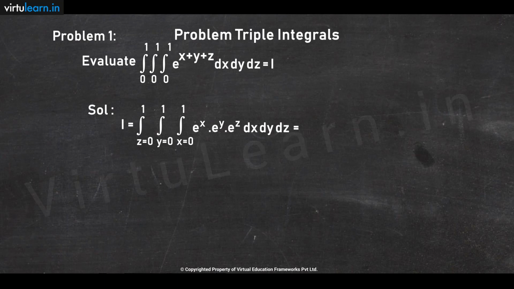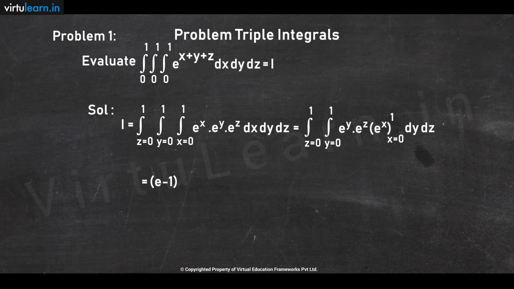So the integral now becomes integral z is equal to 0 to 1, integral y is equal to 0 to 1, e power y e power z multiplied by e power x evaluated at x is equal to 0 and 1, followed by the differential dy dz. Substituting the limit you get e minus 1. So that e minus 1 can be taken outside the integral sign to get e minus 1 into integral z is equal to 0 to 1, integral y is equal to 0 to 1, e power z into e power y dy dz.